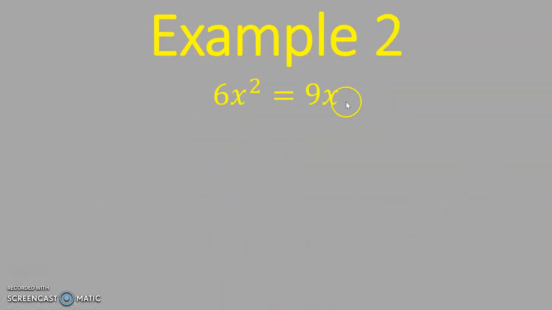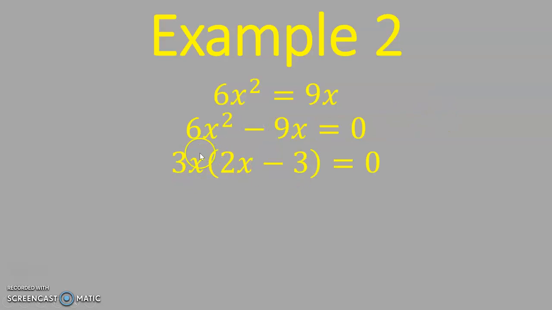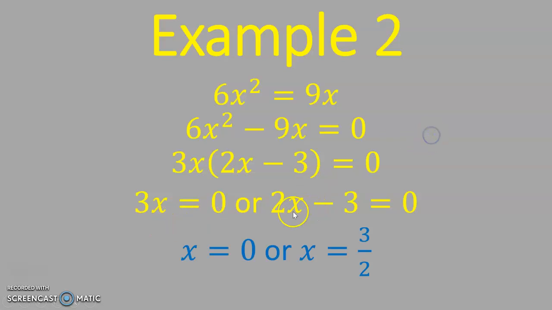A second example: now you don't have a 0 here, so let's subtract the 9x to get that 0. And let's look for the GCF, which is 3x. Again, check to make sure it distributes back, make sure that this is clean. So we're going to set each piece equal to 0. This one's simple, you just divide by 3. This one's a little more difficult, but being Algebra 2, we're not going to show every step. You add 3, divide by 2, so x equals 0, x equals 3 halves. And we're not going to put the solution set there.